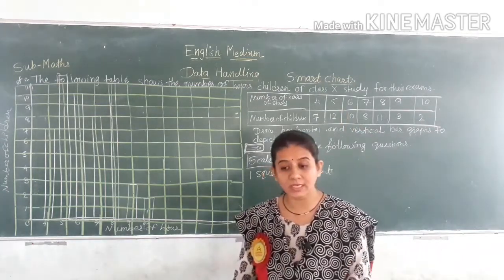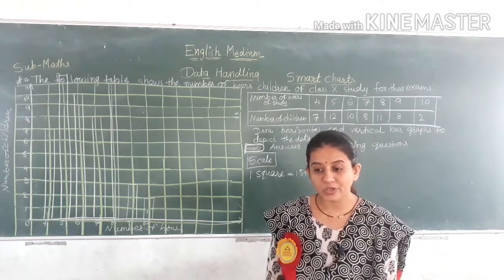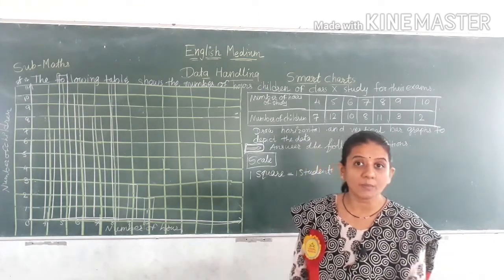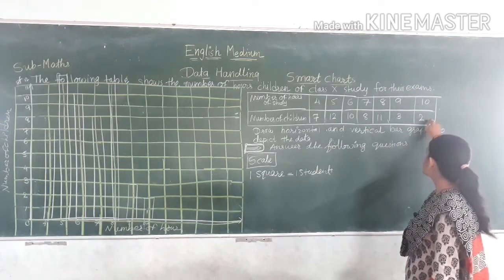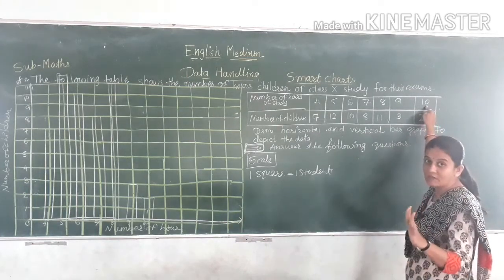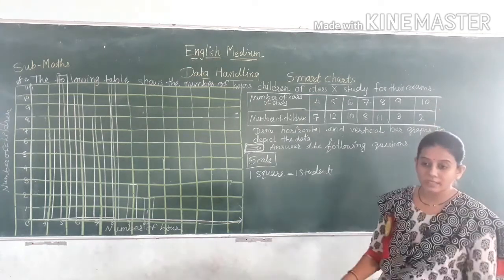How many students study for the maximum number of hours? So here, 2 students. 2 students study the maximum of 10 hours.